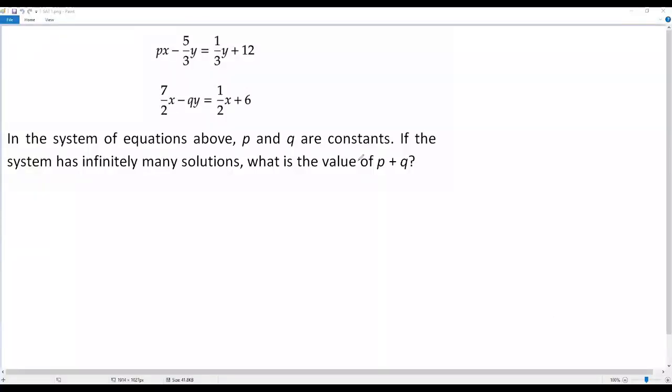Here we have a SAT math problem. Okay, let's go to the question. Here we have a system of two linear equations. In the system of equations above, P and Q are constants. If the system has infinitely many solutions, what is the value of P plus Q?